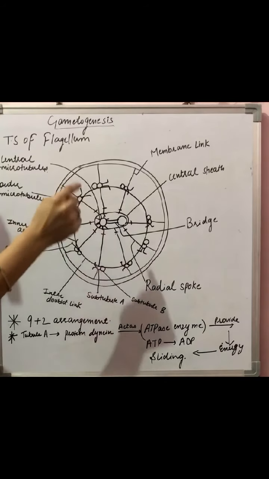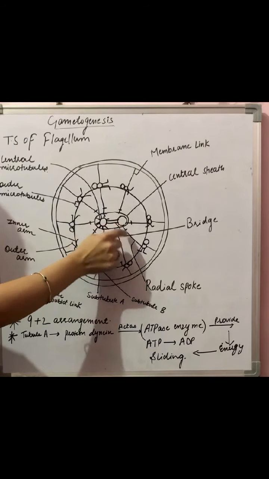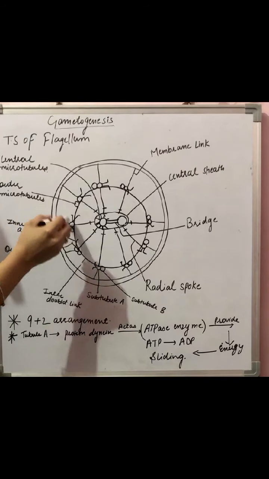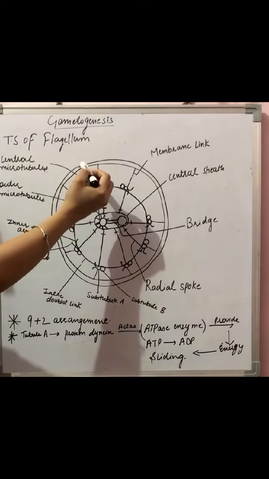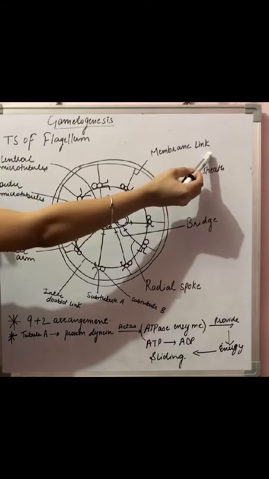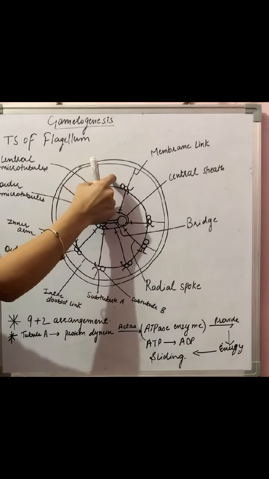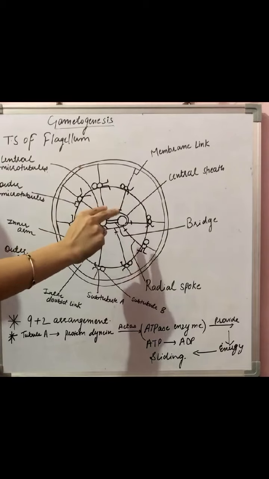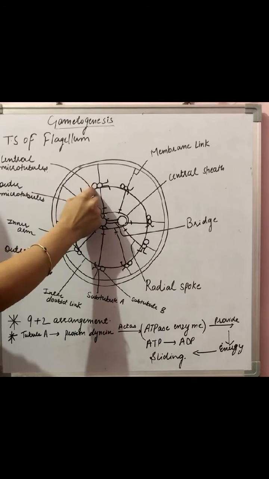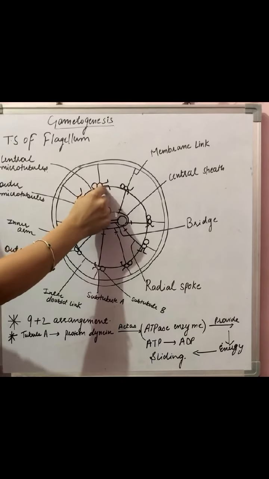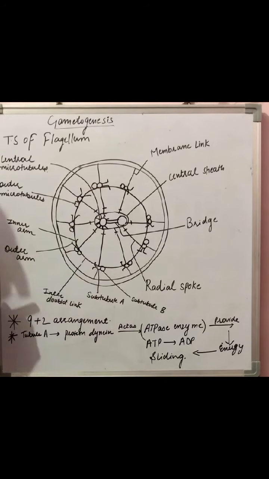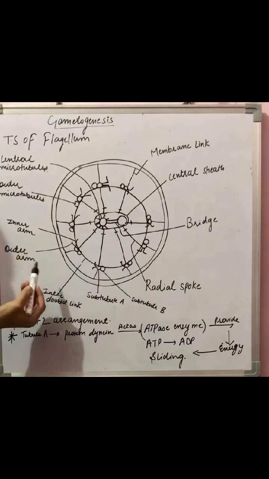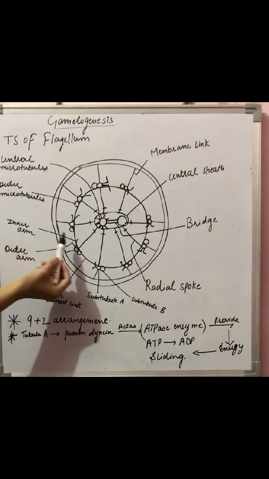This is known as the radial spoke. The radial spoke makes the link between this sheath and the doublet microtubules. And these doublet microtubules are covered by the membrane, and these are connected to this membrane by the membrane link. So let's come to the structure of the doublet. In this doublet there are two microtubules which differ from each other, because this microtubule does not have any kind of arms, but this microtubule has two arms, one this arm and one this arm. This is the outer arm and this is the inner arm. You can see this is the outer arm and this is the inner arm.